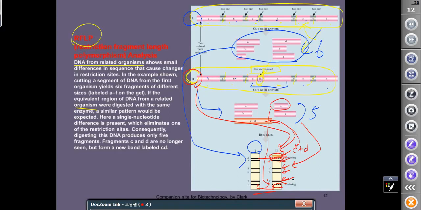So if the band patterns are very different for 2 different organisms, that means their genetic information is very different. Therefore, their genetic relatedness is very far. Their genetic information is very different, and they are genetically far away from each other. You understand? Okay.